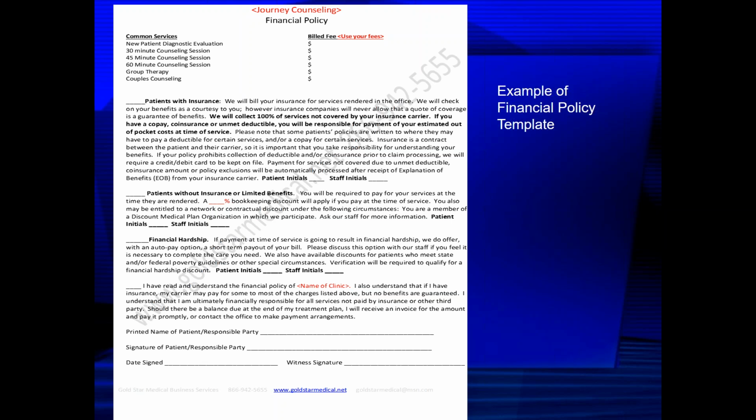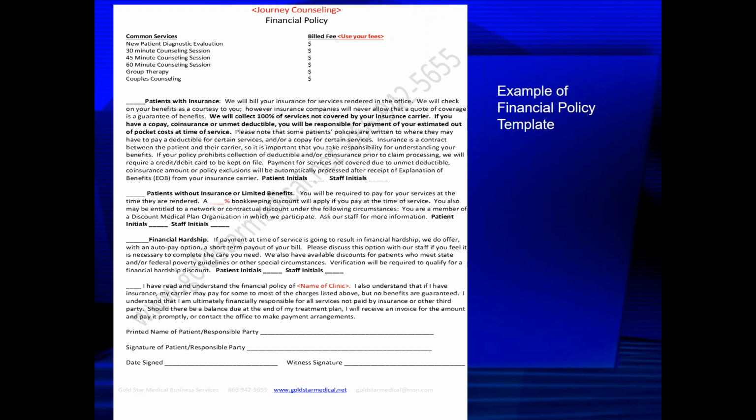And then it gives the criteria. So if the patient has insurance, this is what we're going to do. If the patient does not have insurance or limited benefits, this is what we'll do for you. If you're financial hardship, this is what we'll do. And then you'll notice that there's a place in the beginning of each of these paragraphs to check. So you would check the paragraph that applies to that patient.